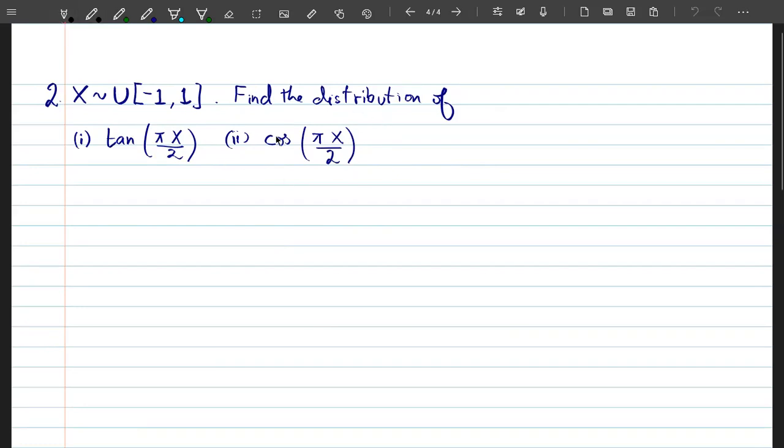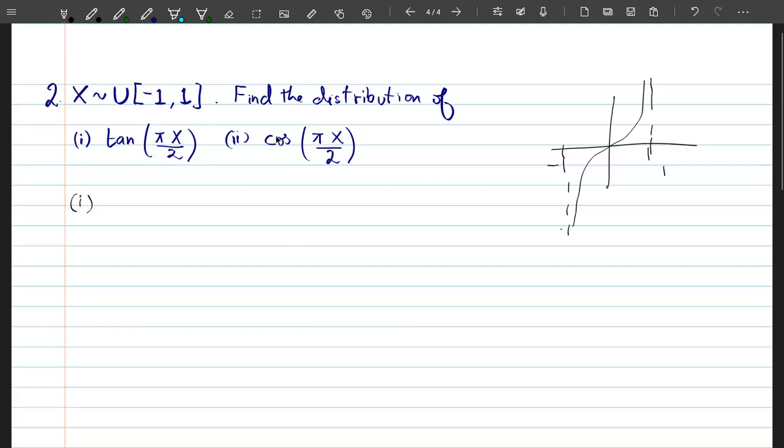Okay, let's look at the first one. The first one is again a simple application of the earlier theorem, because recall that the tan function, here when you have x between minus 1 and 1, tan of theta, if theta is between minus pi by 2 and pi by 2, looks something like this. Okay, these are asymptotes, that doesn't matter.